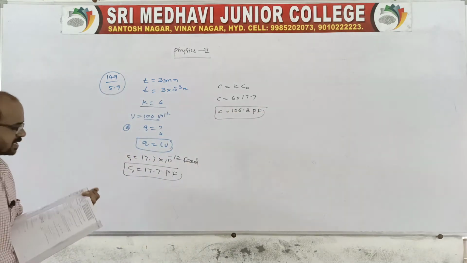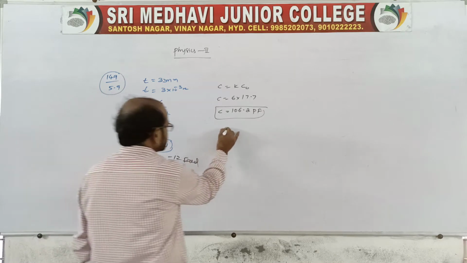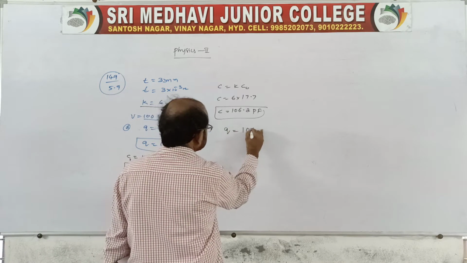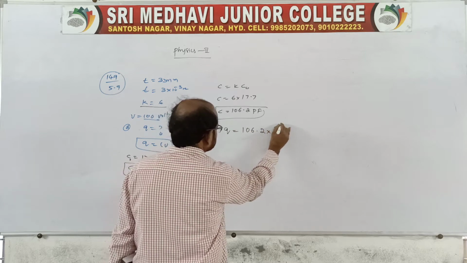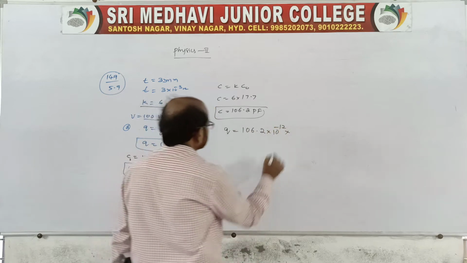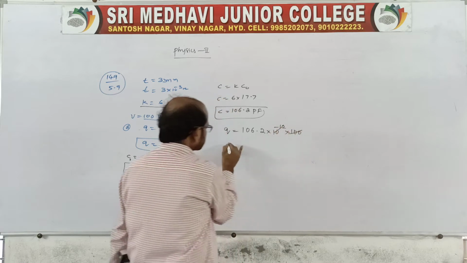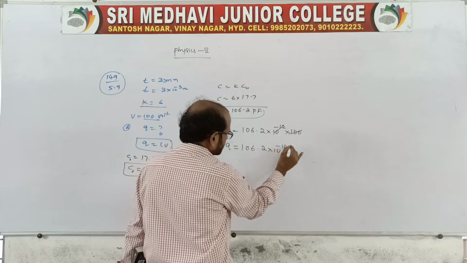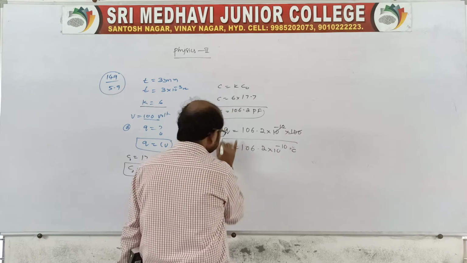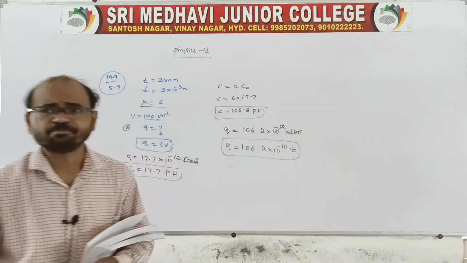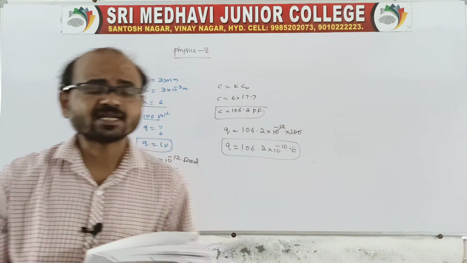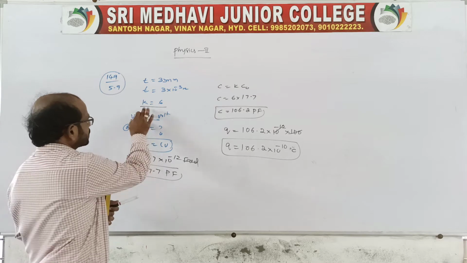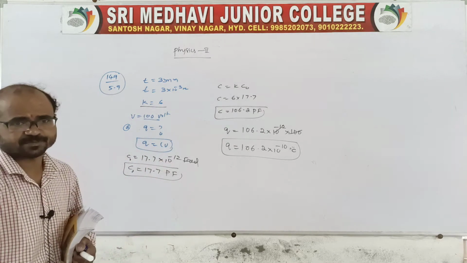Now it is asking for the charge. Charge Q is equal to C into V, where the supply is there, C is 106.2 into 10 power minus 12, and V is 100. Cancelling two zeros, Q is equal to 106.2 into 10 power minus 10 coulombs. When the supply is connected, the charge will be like this, because a dielectric constant K equal to 6 is introduced.